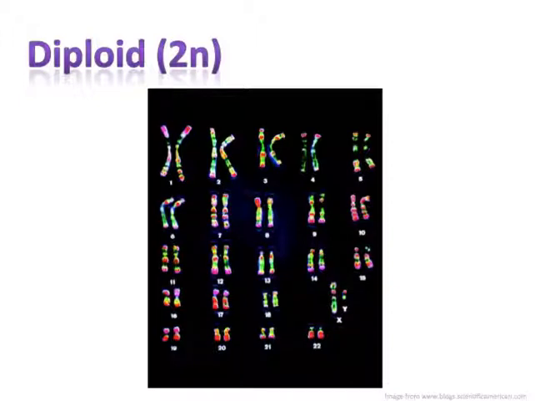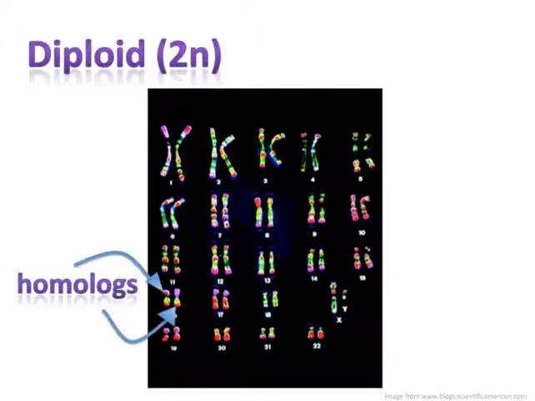We inherit one set of chromosomes from our mother and one set from our father, and both sets reside together in most of our somatic cells. The matching pair of chromosomes are called homologs. Different species have different numbers of chromosomes. Humans have 23 chromosomes, and because we're diploid, we write this as 2n equals 46. So we have two sets of 23 chromosomes, for a total of 46.